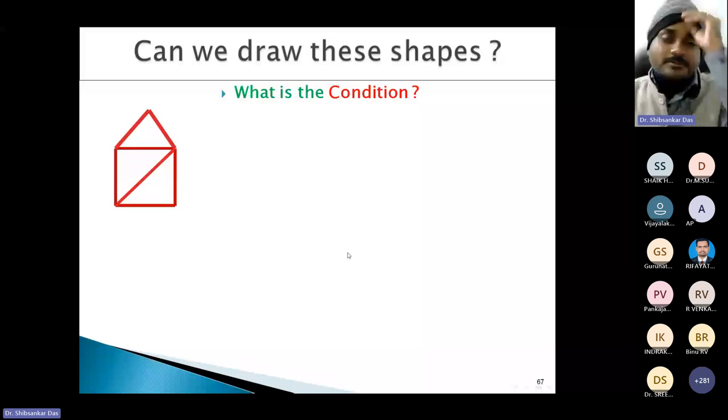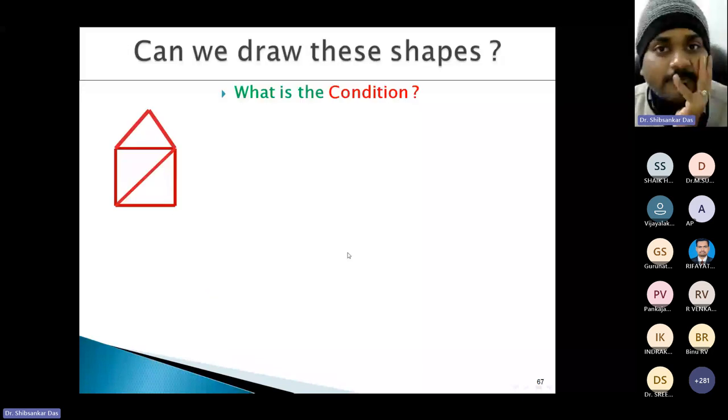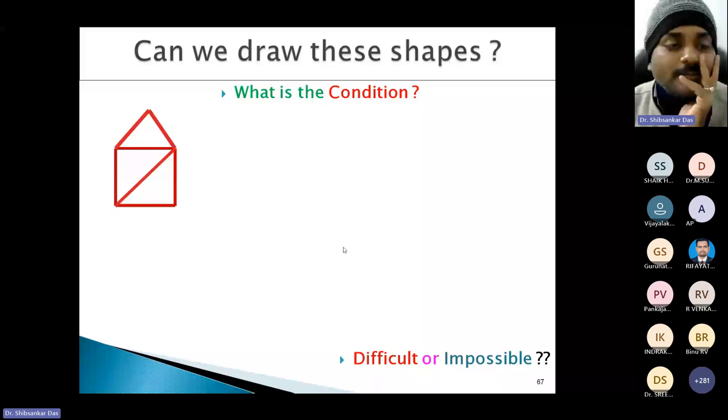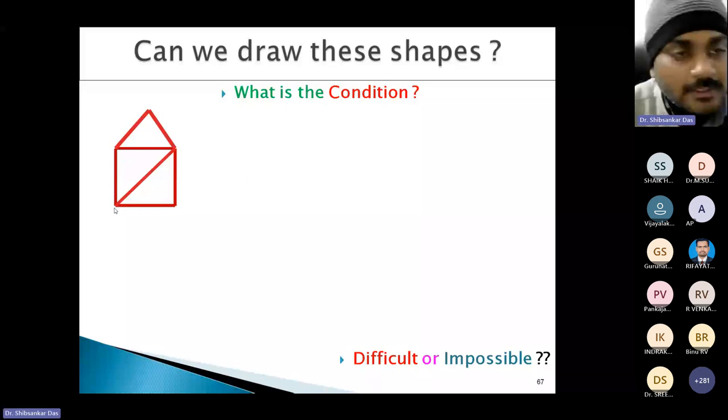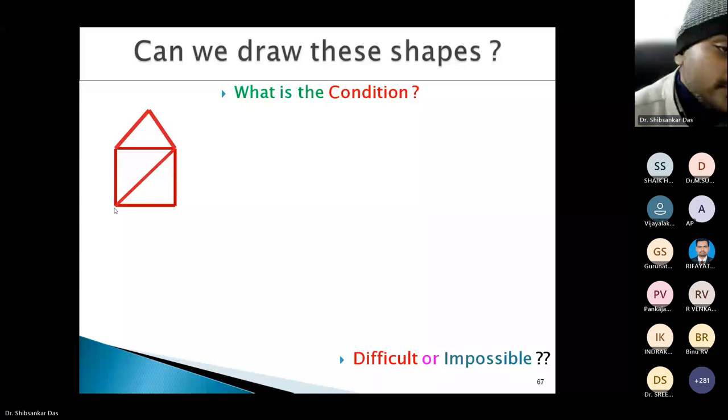So I am close to the end of my session. I want to draw this graph without taking the pen off the paper, and I should not cross an edge twice. Basically, I should not draw an edge twice. Is it possible? If you start from this place, it may be possible.